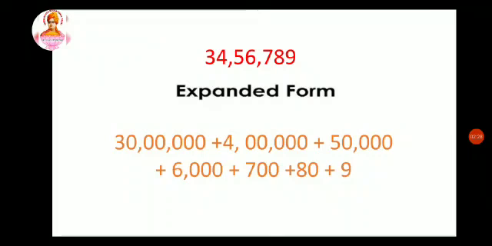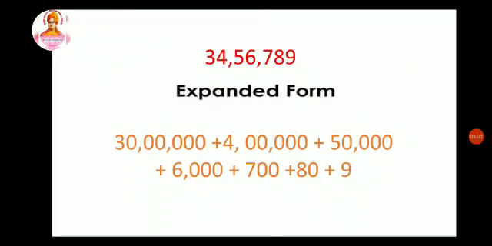Let's see. Here I have the number 34,56,789. We are going to expand the number with the help of the place values. Here 9 is in the ones place, so I am going to write 9 alone because in the ones place we have only one digit. 8 is in the tens place. For tens we have only one zero. So 8 and that one zero together make 80.